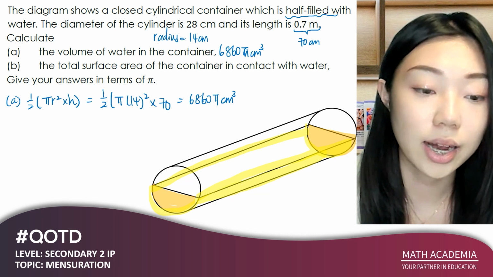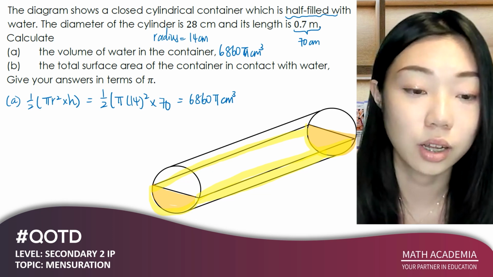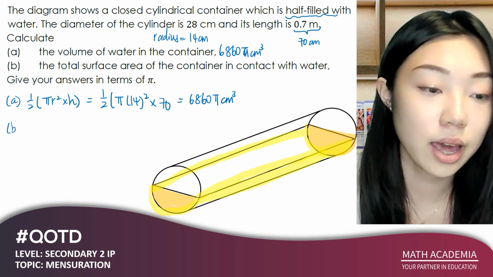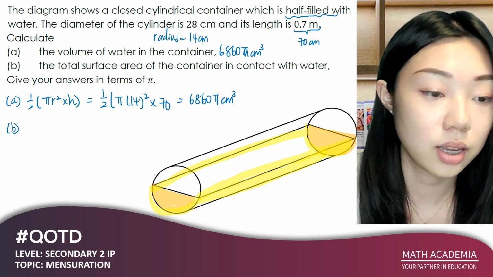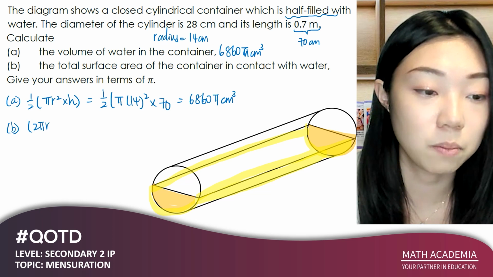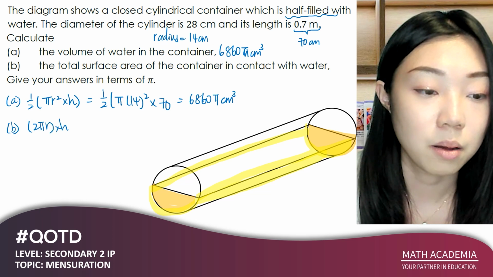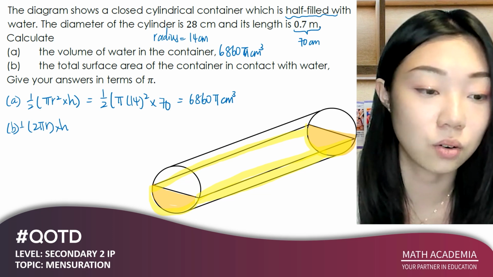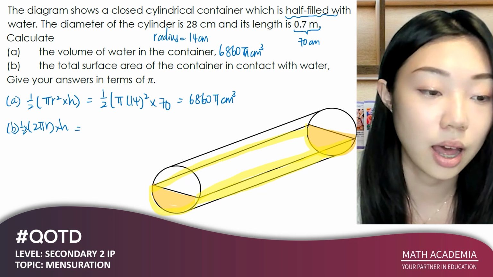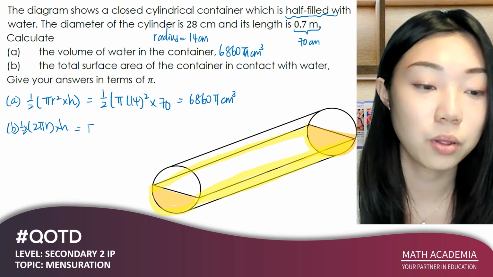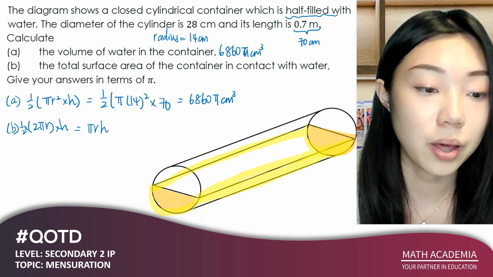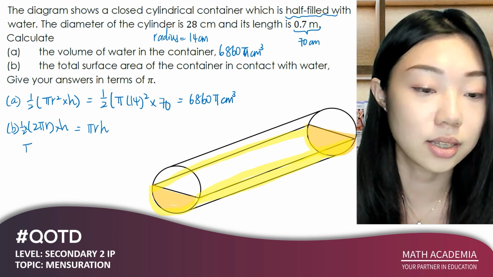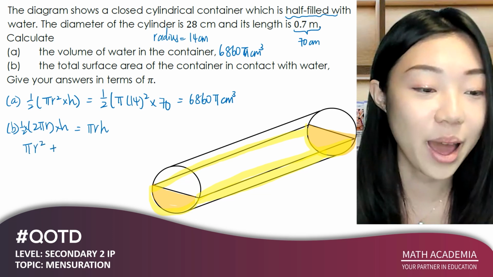So for the yellow part highlighted, that would be half of the curved surface area of the cylinder. Okay, so if we recap, the curved surface area of the cylinder is given by 2 pi r multiplied by height. And since we are looking at half of the curved surface area, I multiply it by half. So the simplified formula would be pi rh. And for the orange part highlighted, the surface area would be pi r squared.